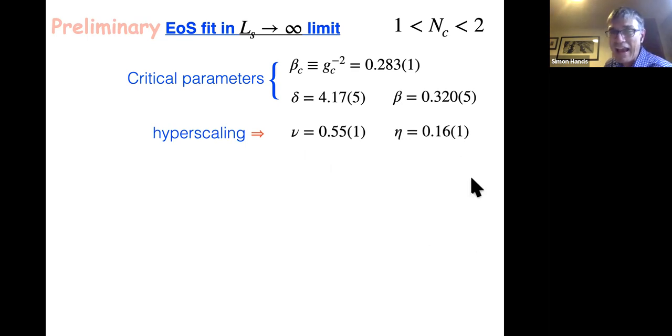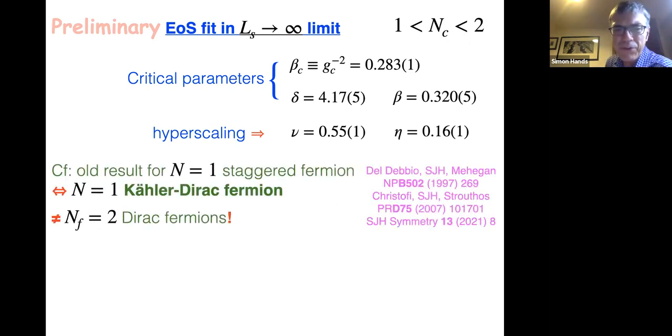And this, as things stand, is one of the two big results we have for this model. The first big result is that there's a critical number of flavors. It's greater than 1, very likely, almost certainly less than 2. And the critical point that we find at n equals 1 has these critical exponents.